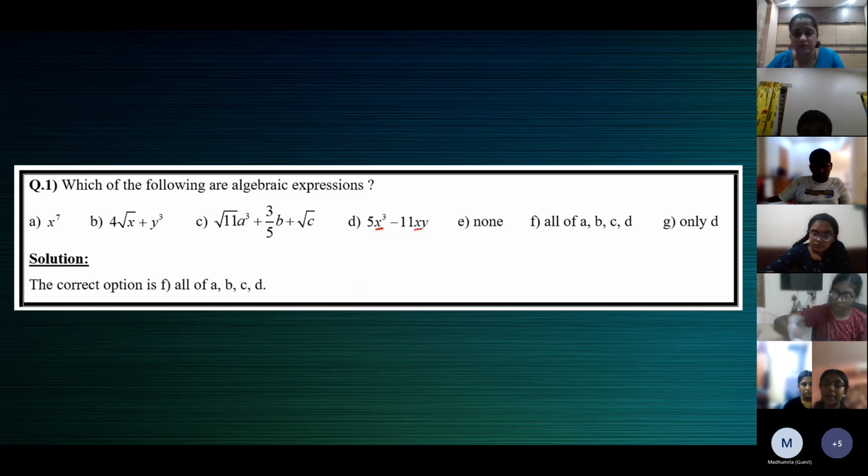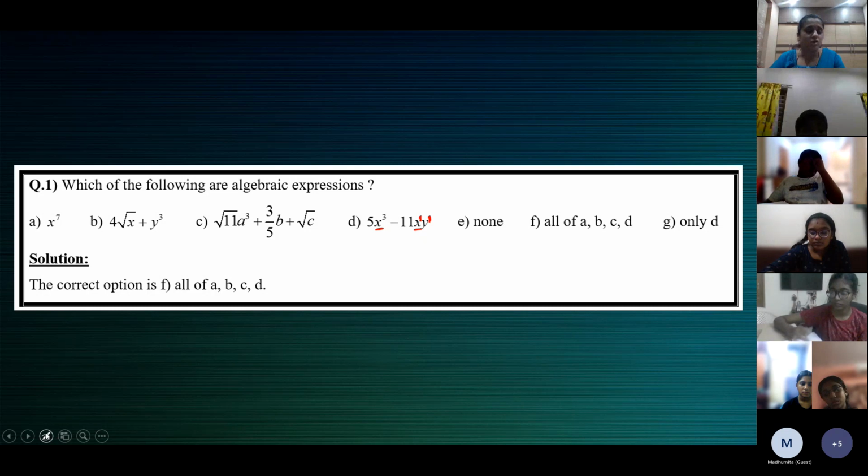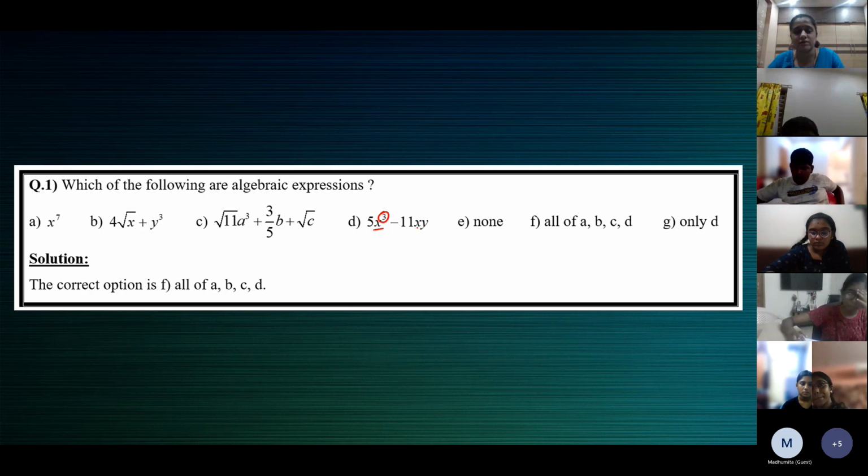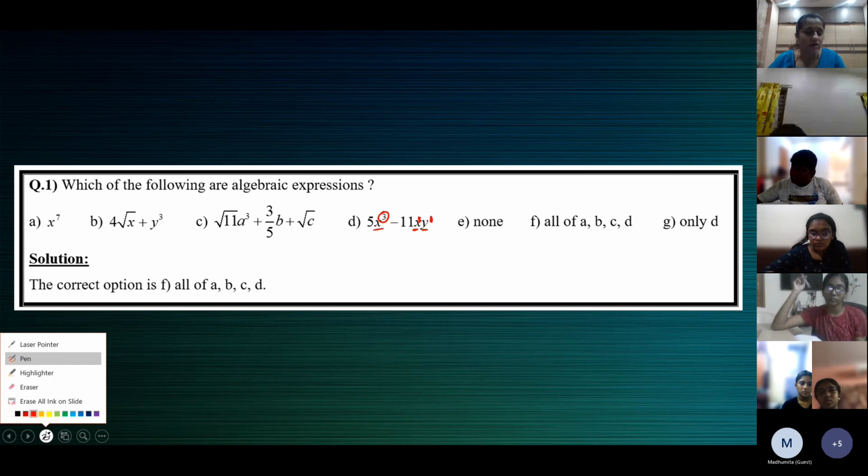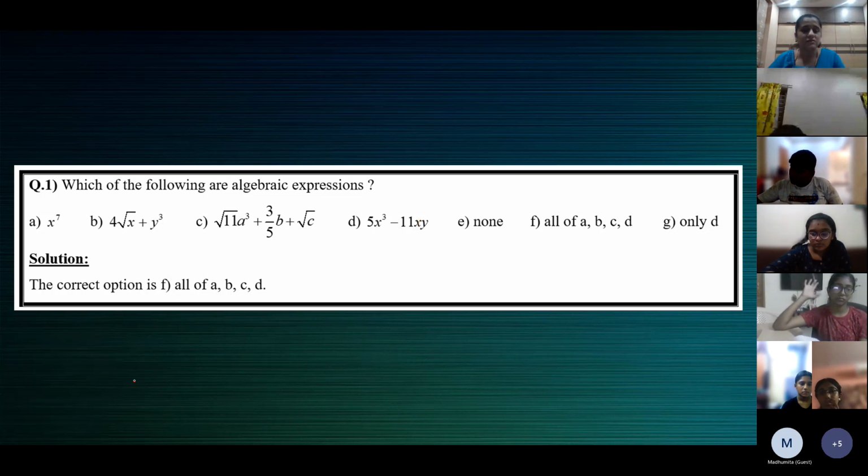The power of the variable x again here is 1, which is a whole number. Y, 1, it's a whole number. The powers of the variables involved are all whole numbers: x variable power 3, x variable power 1, y variable power 1. So this expression is a polynomial. It is an algebraic expression.